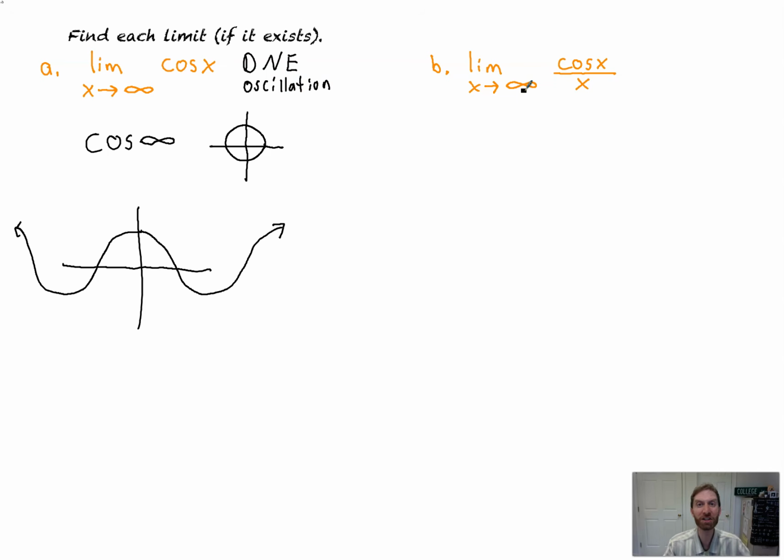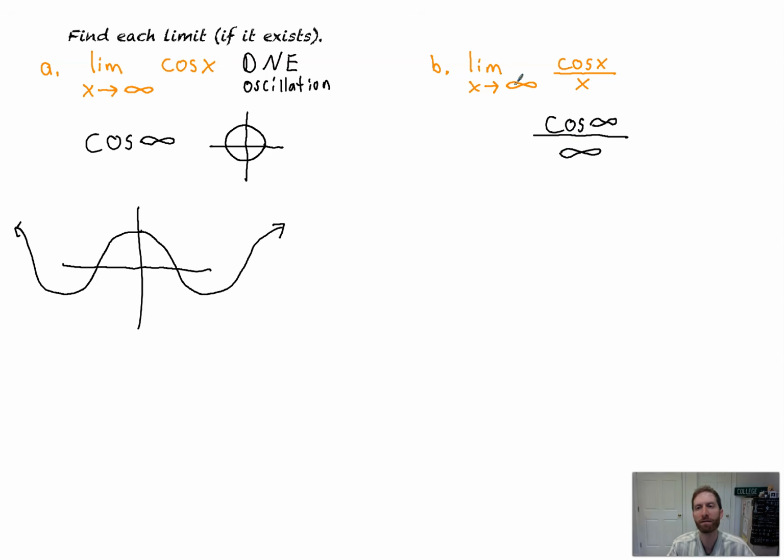All right, so the limit as x goes to infinity. Are you ready for this one? I think you are. Of cosine x over x. Well, I mean, we could plug in the infinity if you want to. Let's see where that leaves us. Cosine of infinity all over infinity.